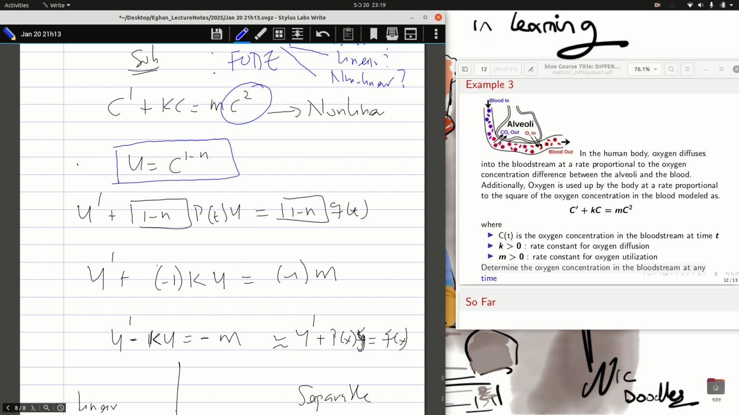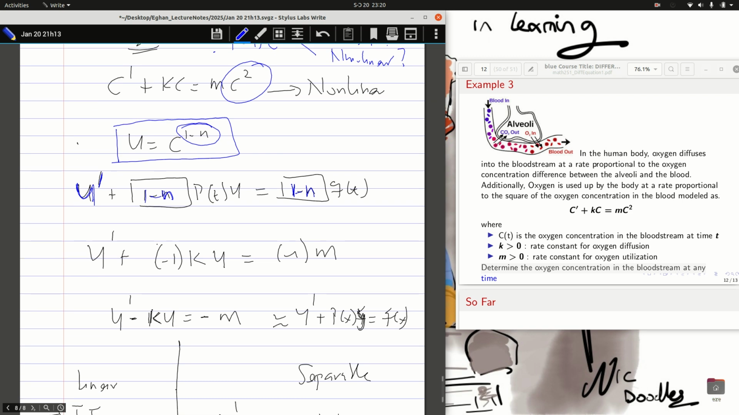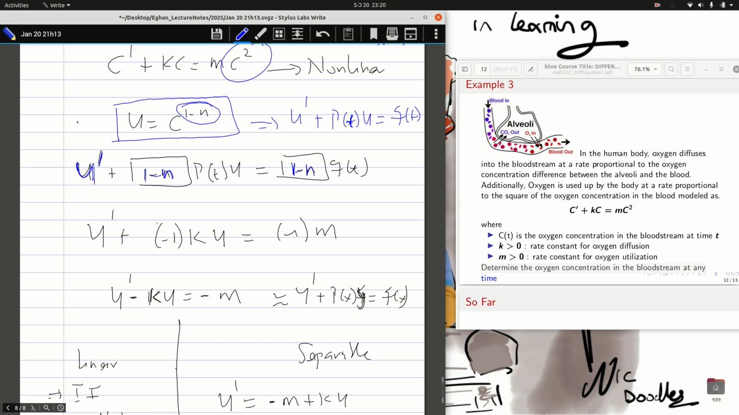I always want to go with a smart way, so what I need is just this term here, 1 minus n. So I write my u prime, because now the solution will be in terms of u's. I need the 1 minus n term multiplied by my p, and by my q, because I want to write it as u prime plus some p of t u equal to some q of t. To make it linear, I just have to multiply these things by 1 minus n. Here n is 2, so 1 minus n becomes negative 1.